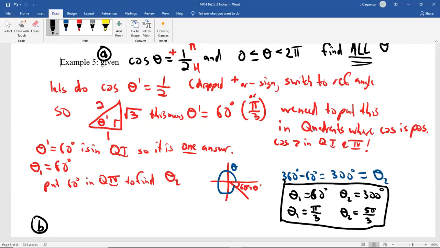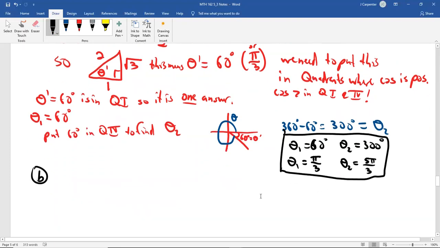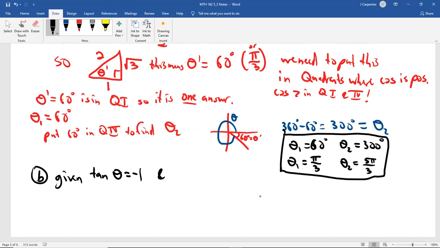All right, B. Given that the tangent of our regular angle is -1, and our angle has to be between 0 and 2 pi, find all angles.